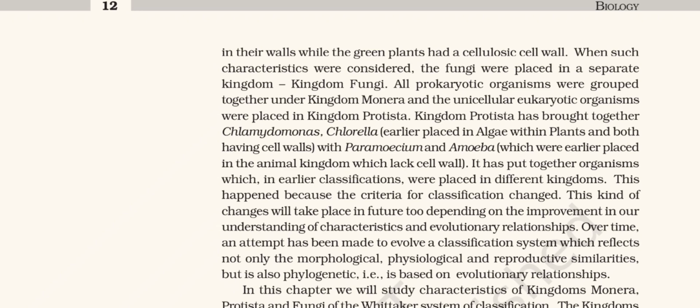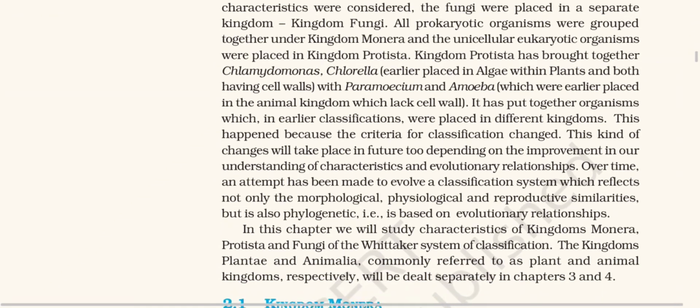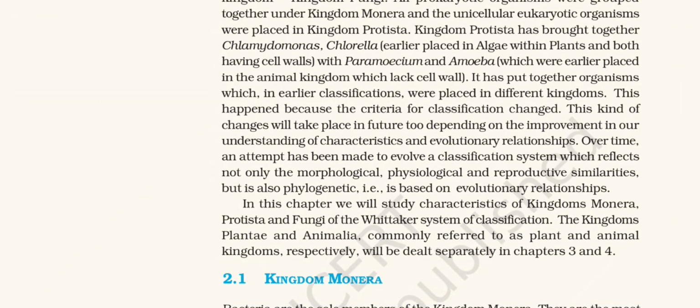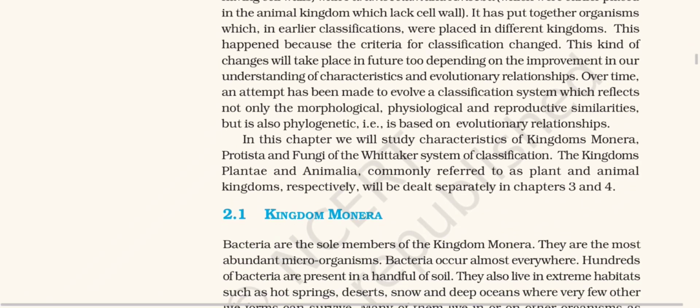This kind of changes will take place in future too, depending on the improvement in our understanding of characteristics and evolutionary relationships. Over time, an attempt has been made to evolve a classification system which reflects not only the morphological, physiological, and reproductive similarities, but is also phylogenetic, i.e., is based on evolutionary relationships. In this chapter, we will study characteristics of kingdoms Monera, Protista, and Fungi of the Whittaker system of classification. The kingdoms Plantae and Animalia, commonly referred to as plant and animal kingdoms, respectively, will be dealt with separately in chapters 3 and 4.